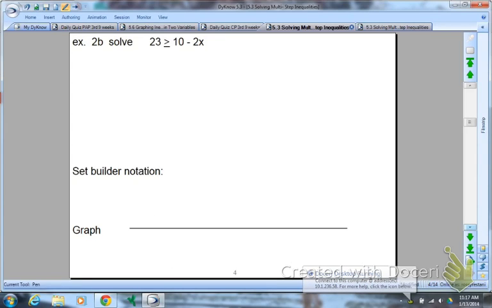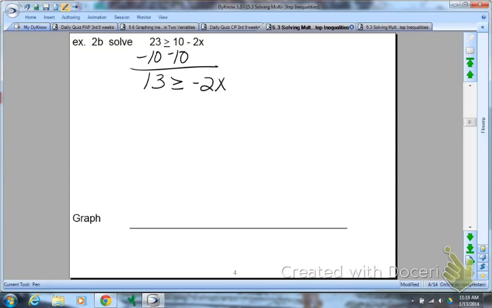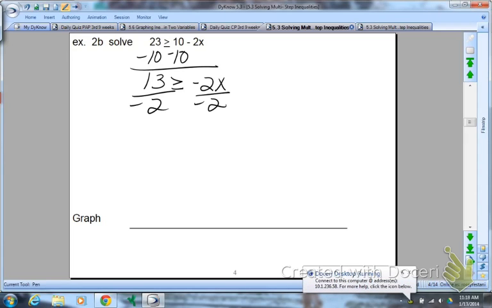Example 2b, y'all do this one. When we subtract 10, we get 13 is greater than or equal to negative 2x, correct? Now what do we have to do? Divide by negative 2, right? Now, does negative 2 go into 13 evenly? Do I leave it as an improper fraction, or do I have to turn it into a mixed number? I have to turn it into a mixed number because I'm graphing.